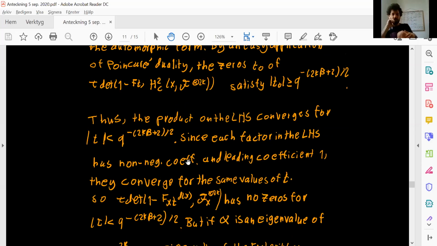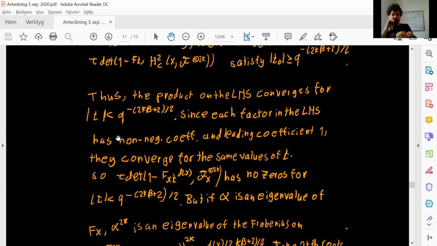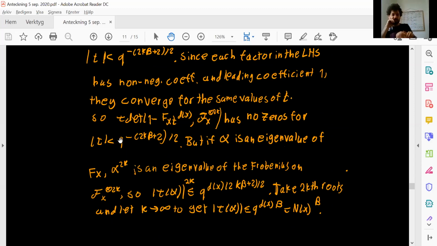Let's continue. Right. So given that this somewhat mysterious inequality holds, then we can conclude that these L factors here have no zeros for t less than or equal to q^{-(2kβ+2)/2}. But we also know that if alpha is an eigenvalue of F_x, then alpha^{2k} is an eigenvalue of the Frobenius on the 2k tensor power. So we also know what the zeros of this are, because it's the characteristic polynomial. So this implies that tau alpha to the 2k power is less than or equal to q^{d_x (2kβ+2)/2}. This is because when we find the zeros of this, tau alpha^{2k} to the d of x is a zero, so we multiply by d of x and get this inequality.